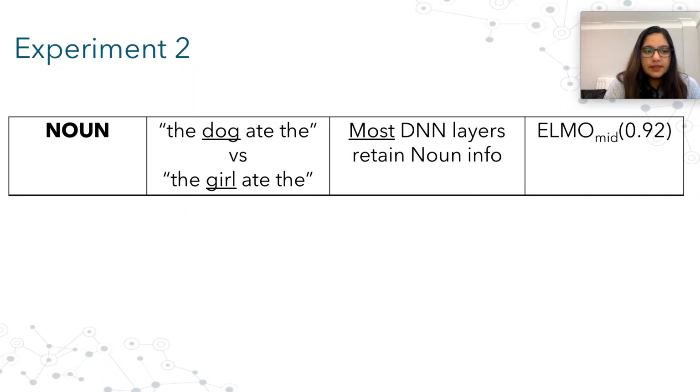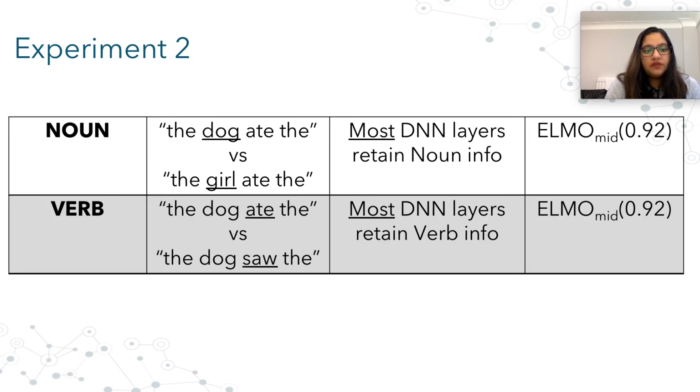From this test, what we find is that for noun input, most of the deep neural network layers retain the information in the context, with the ELMo mid layers giving the highest accuracy of 0.92. While for verb, inputs of the form "the dog ate the" versus "the dog saw the" are processed. And again, we find that most deep neural network layers retain verb information well, with again ELMo mid giving the best accuracy.